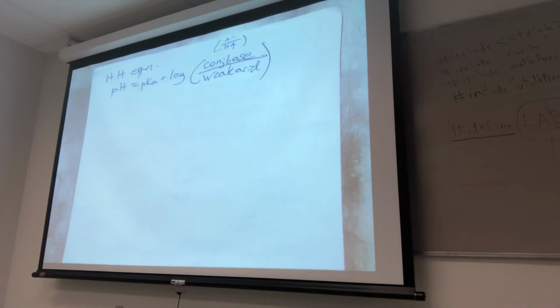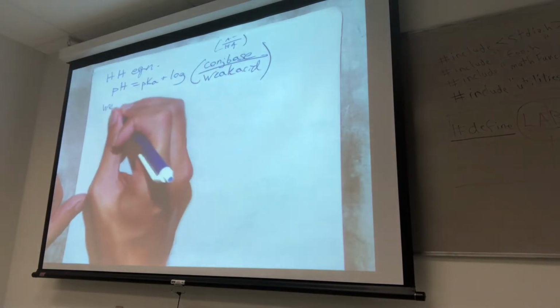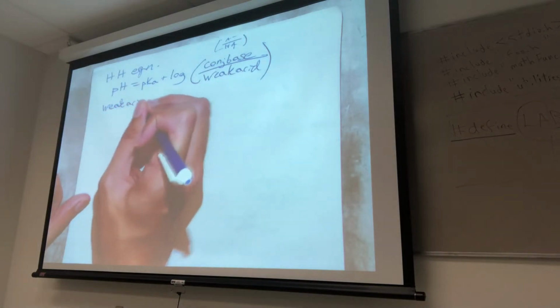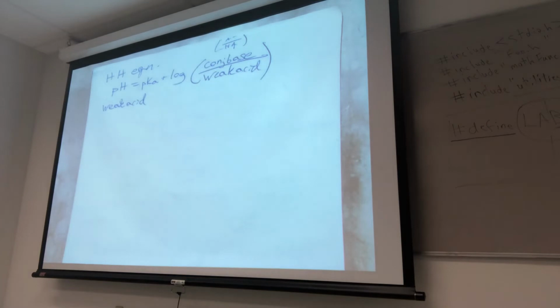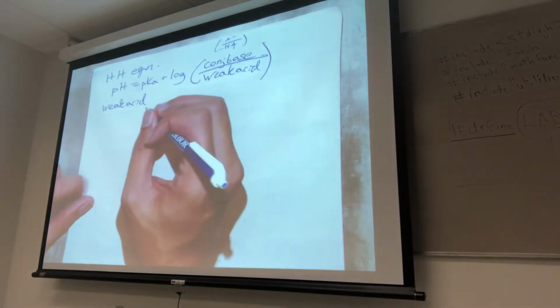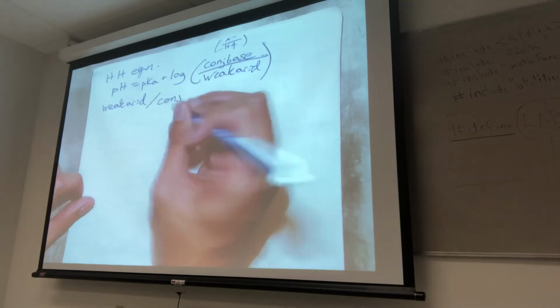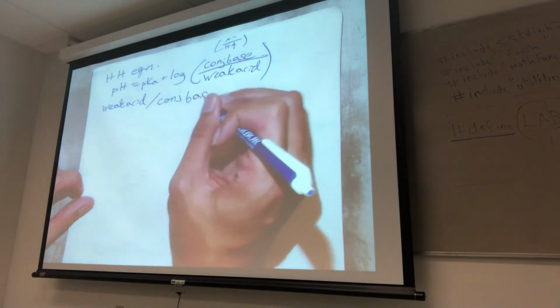So, how do we use it? When do we use it? The very first thing you need to check, if you're allowed to use Henderson Hasselbalch, is if your reaction contains a weak acid and a conjugate base. They can be in the reactants, they can be in the products, whatever. It must include a weak acid and its conjugate base in order for you to use Henderson Hasselbalch.